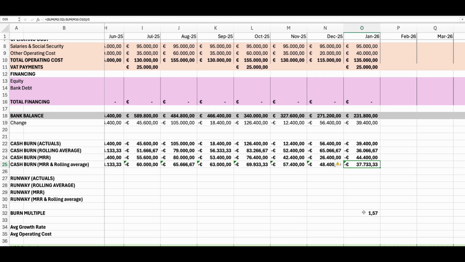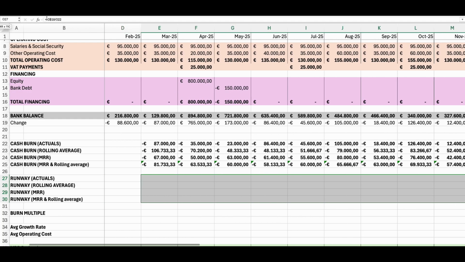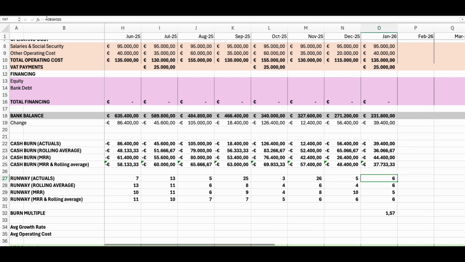Next, what we're going to do is calculate our runway, and we're going to use, again, all 3 cash burn numbers. So what we're doing is basically taking our bank balance and dividing that by cash burn. Let's just take out the minus sign here. And we're getting runway in months. Okay, so all of them basically give us an idea that we have about 6 months left in our bank, which is not good. Let's take a look at how they behave over time.